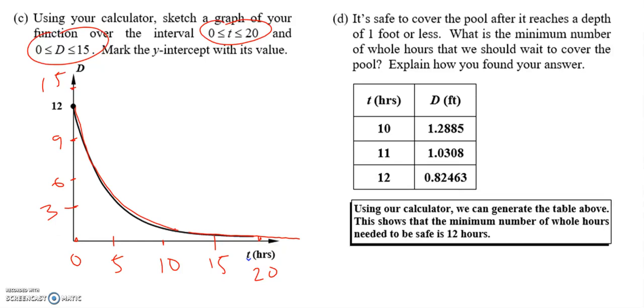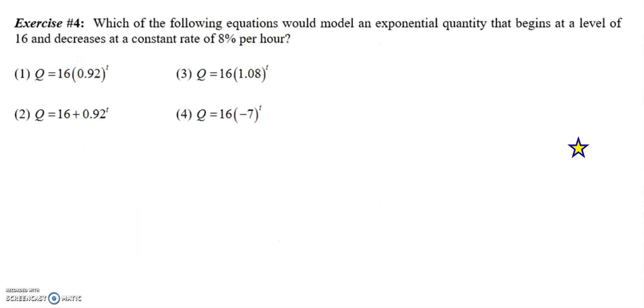Okay, let's keep going. Exercise 4, again, you should easily be able to do this one. What do we have here? We have an equation that would model an exponential quantity. It starts at 16 and decreases at a rate of 8% per hour. So go ahead and figure out which one of those would be.